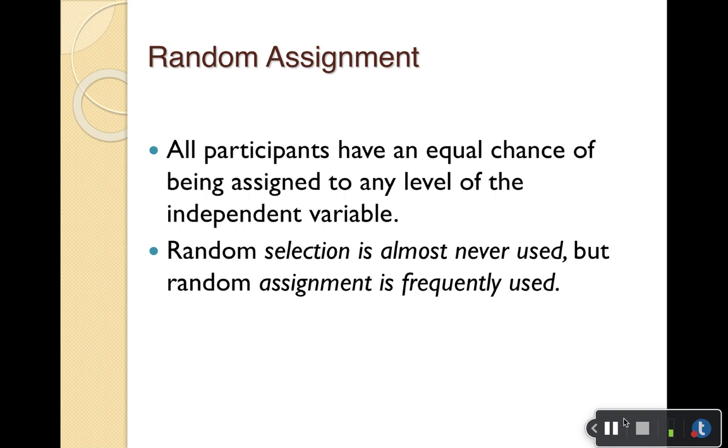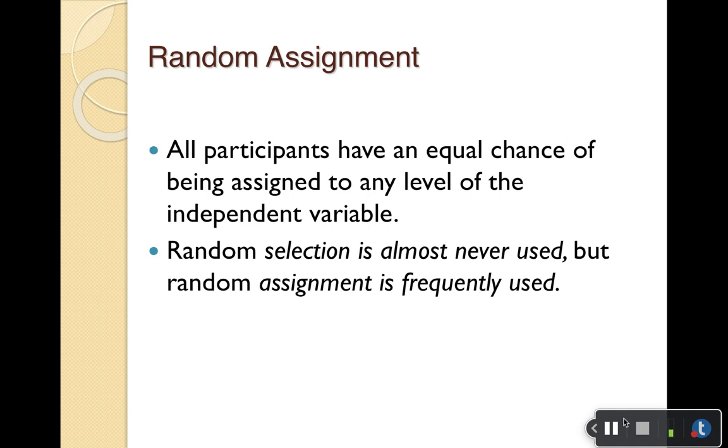So once I have my sample, how do I assign people in my sample to different groups? Whereas random sampling or selection is really hard to use, this idea of random assignment is kind of a workaround, and it's pretty frequently used. The definition says that all participants have an equal chance of being assigned to any level of the independent variable. So if we take our example of testing a new drug, and we have a drug treatment group and then a placebo group, we have two conditions or two levels of my independent variable. They're either getting the drug or the placebo.